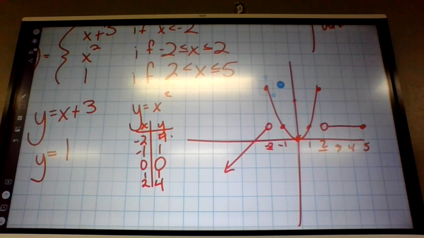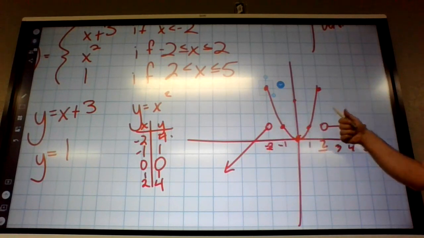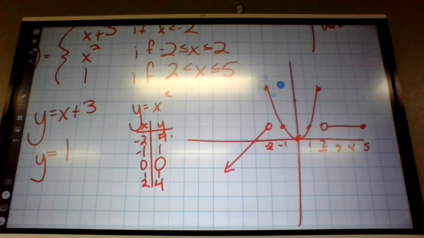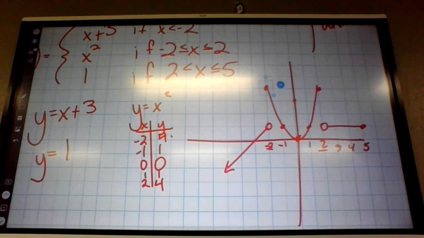Okay, so it's like putting 3 graphs together at once. From here this way, it's this graph. From the middle, it's this graph. And you guys see how it works? It's just different graphs stitched together to make one funky looking graph.